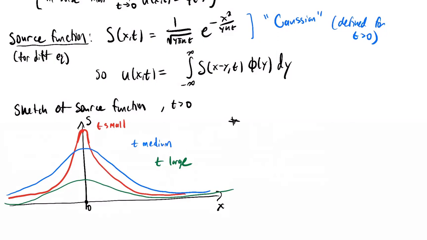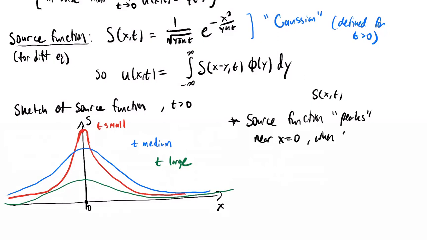So the source function peaks, well, we're looking at it at the point x, so we're plugging in, it peaks when x is near 0 when t is small.